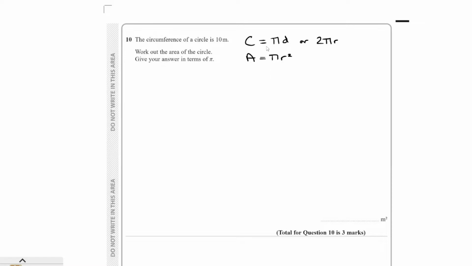We're going to start off with the circumference because that's what they've given us to start with, isn't it? So I might use 2 pi r in this case. I normally use pi d, that's just my choice, but I feel like I might use 2 pi r in this case just because we're going to use the radius again.